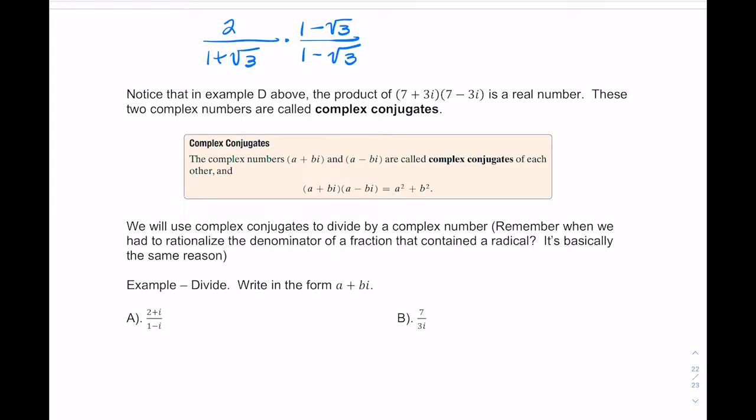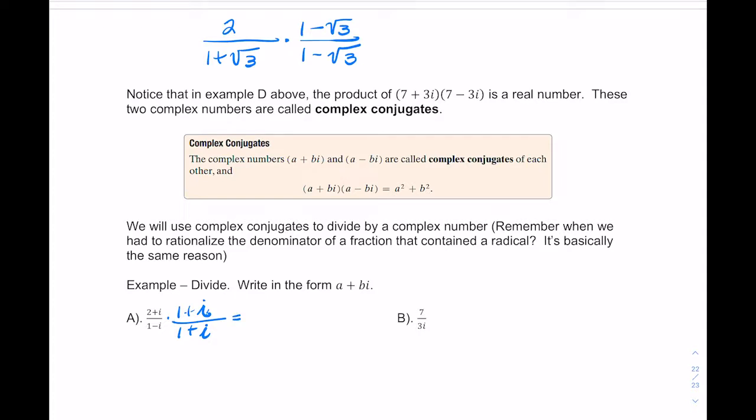So when we divide, again, we're still going to write our answer in the form a plus bi. In letter A, I have 2 plus i divided by 1 minus i. And we don't want the i in the denominator. So we're going to multiply top and bottom by the complex conjugate of 1 minus i, which would just be 1 plus i. And remember, to multiply fractions, you just go straight across top and bottom.